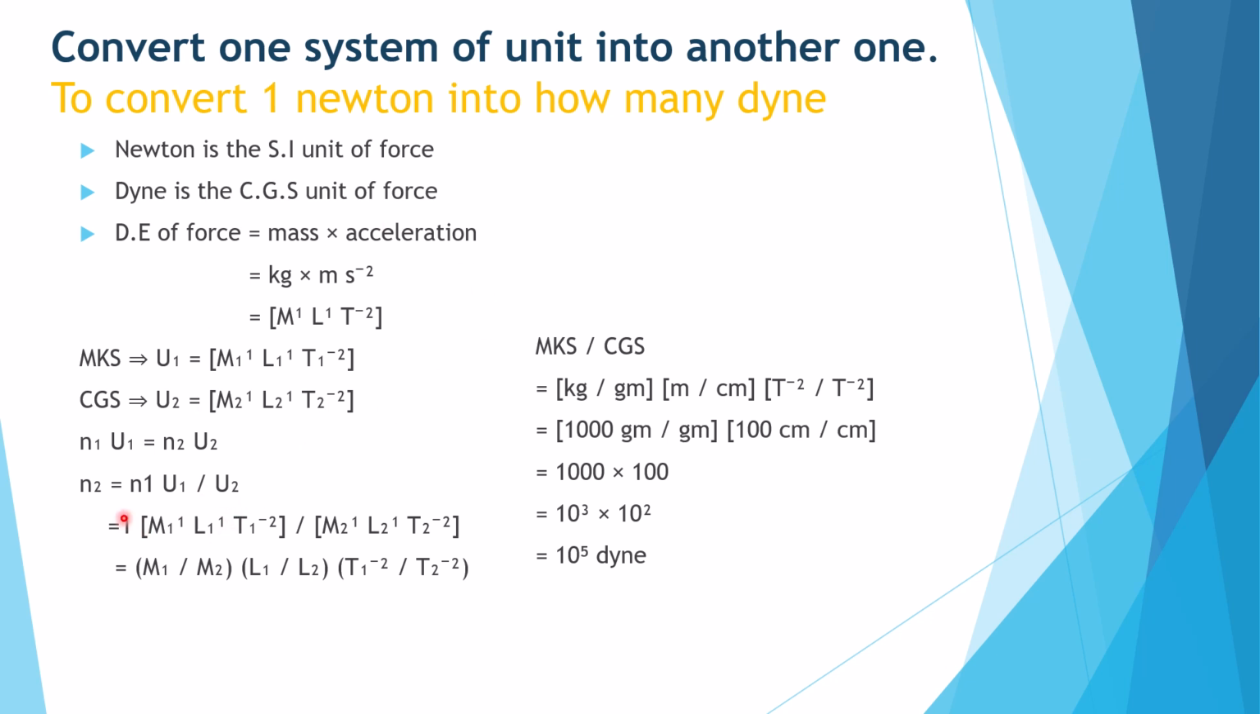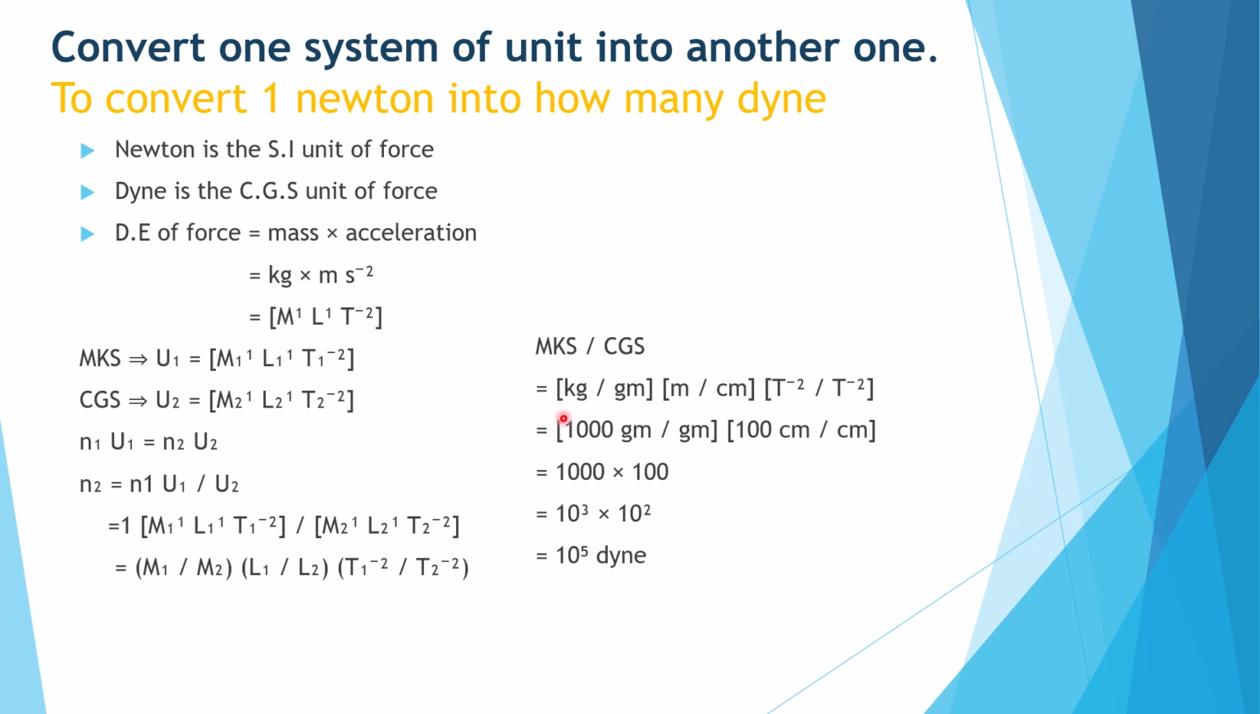Okay. So N1 value, that is 1, and U1, that is M to the power 1, L to the power 1, T to the power minus 2, and U2 substitute that equation, that is M2 to the power 1, L2 to the power 1, T2 to the power minus 2. So next we have to write that separately. M1 divided by M2, L1 divided by L2, T1 to the power minus 2 divided by T2 to the power minus 2.